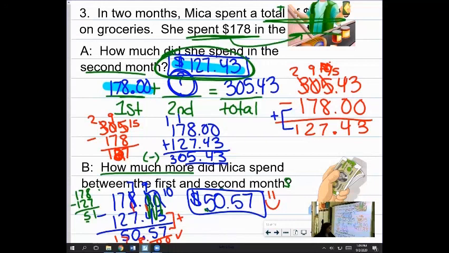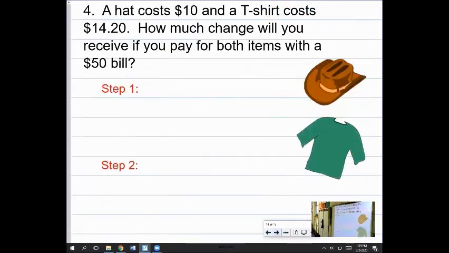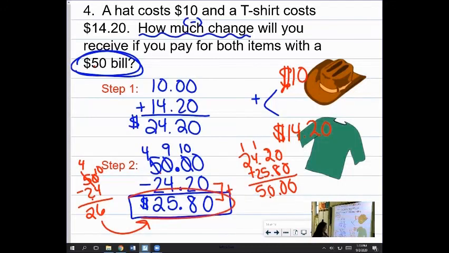There you go. A hat costs $10. So I know that this hat costs $10 and a t-shirt costs $14.20. I'm a picture person, so if you're a visual person, there you go, you get an idea of that. How much change will you receive if you pay for both items with a $50 bill? So this is the correct answer. So how much change will I get back is $25.80.